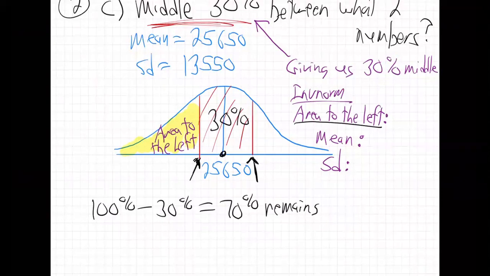If you chunk 30% out of the middle, that leaves 70%, but then you've got to divide that by 2 because that's in 2 equal parts, isn't it? So divide that by 2 and that would be 35%. So that means this is 35%.